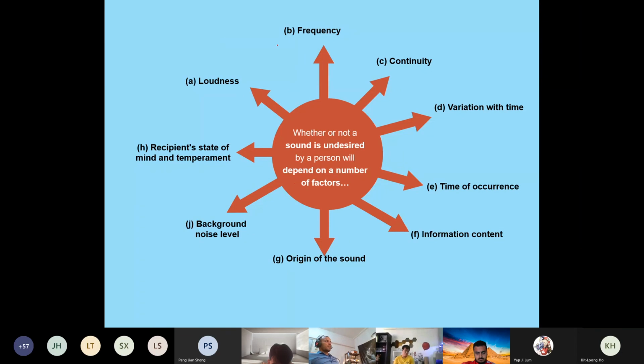So here are some factors that can influence the perception of sound: frequency, continuity, variation in time, time of occurrence, information content, origin of the sound, background noise level, loudness, recipient's state of mind, and temperament. So if someone is sick, for example, even a normal discussion can be annoying and can be considered a noise for him.